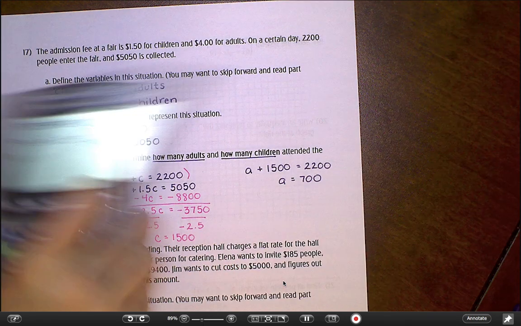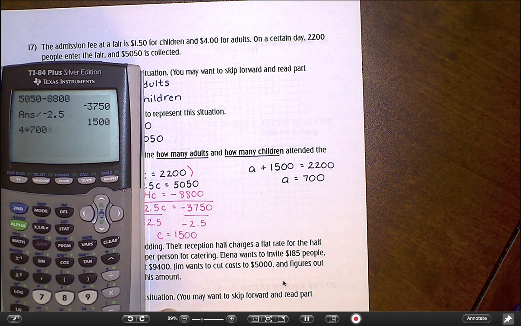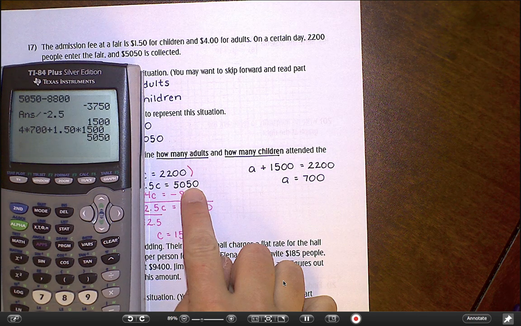Okay, and if I really wanted to check it, I could do 4 times 700 plus $1.50 times, what was that other number, 1,500? And it should be that 5,050 number that we were given.